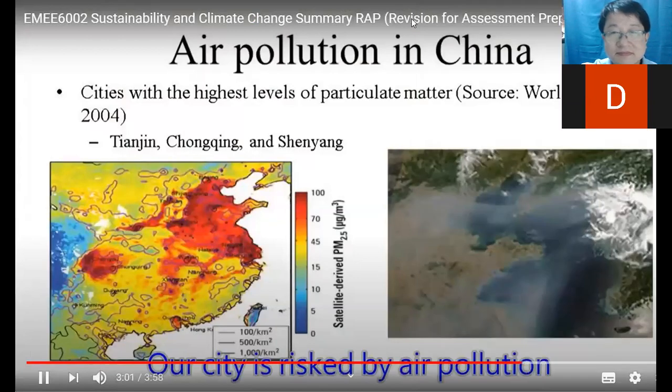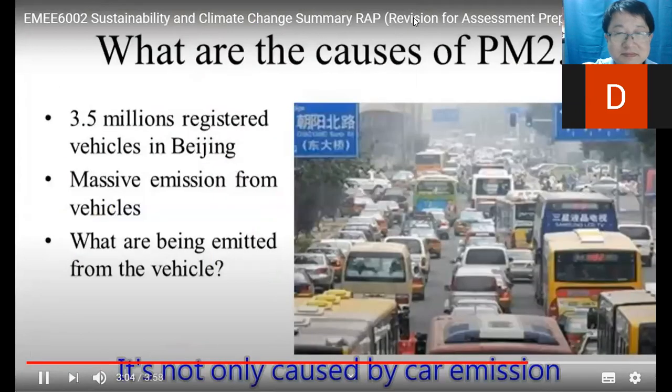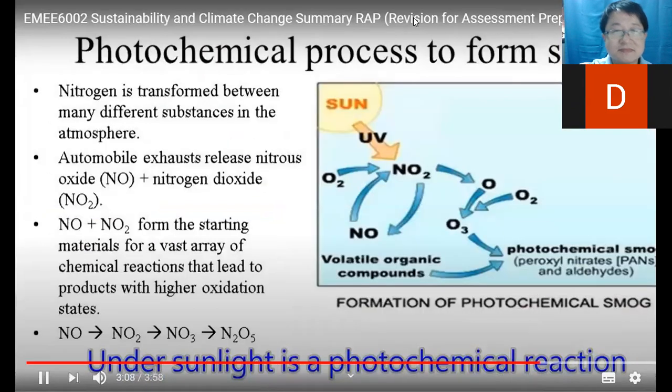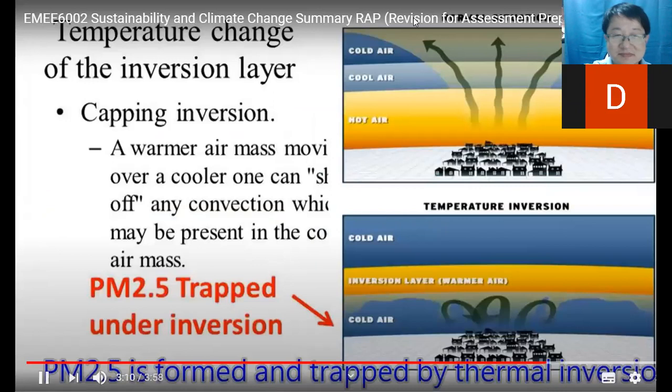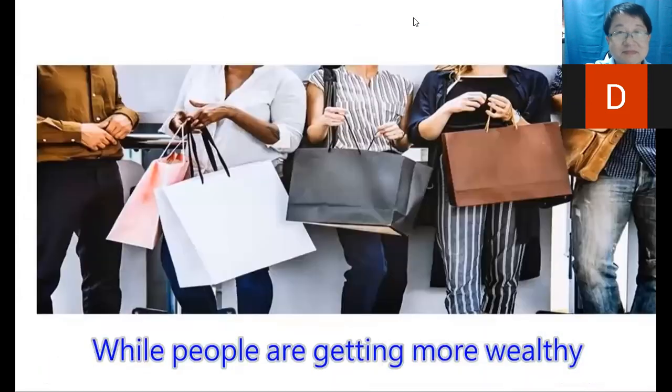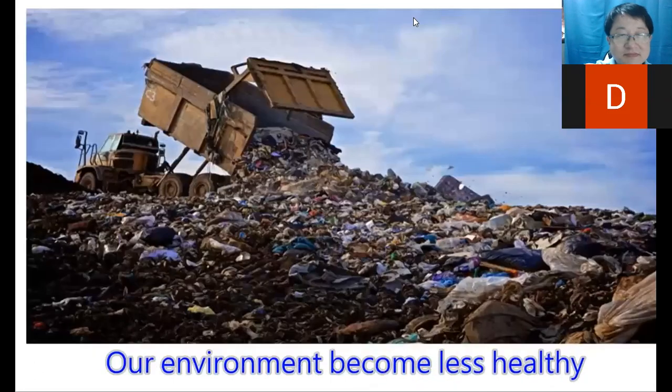Our city is reached by air pollution. It's not only caused by car emissions. Under sunlight there is a photochemical reaction. PM2.5 is formed and trapped by thermal inversion. While people are getting more wealthy, our environment becomes less healthy.